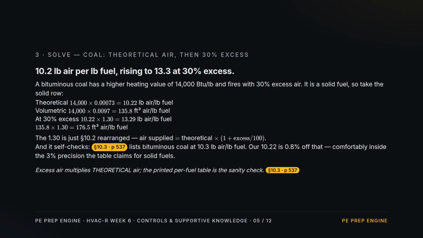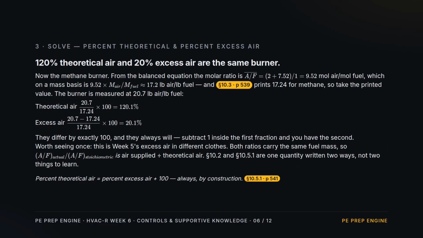At 30% excess, multiply by 1.3, 13.29 pounds of air per pound of fuel, or 176.5 cubic feet. That 1.3 is just the excess air definition rearranged, and it self-checks. The handbook's per fuel table lists bituminous coal at 10.3, so we're 0.8% off, well inside the 3% the table claims. Solve. Percent theoretical and percent excess air.